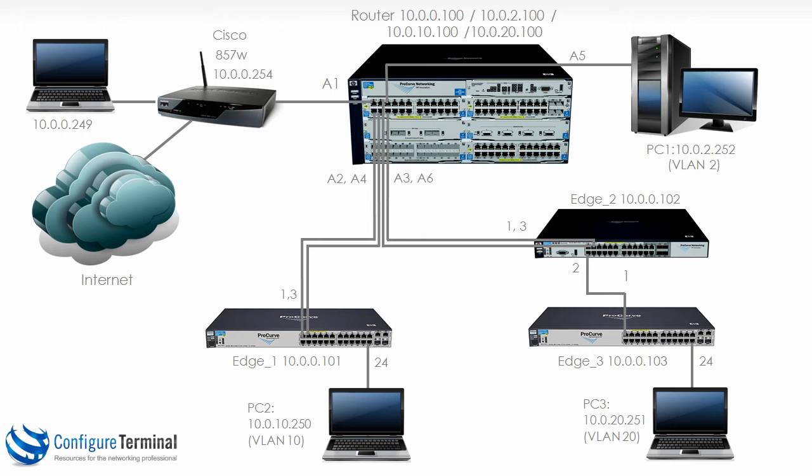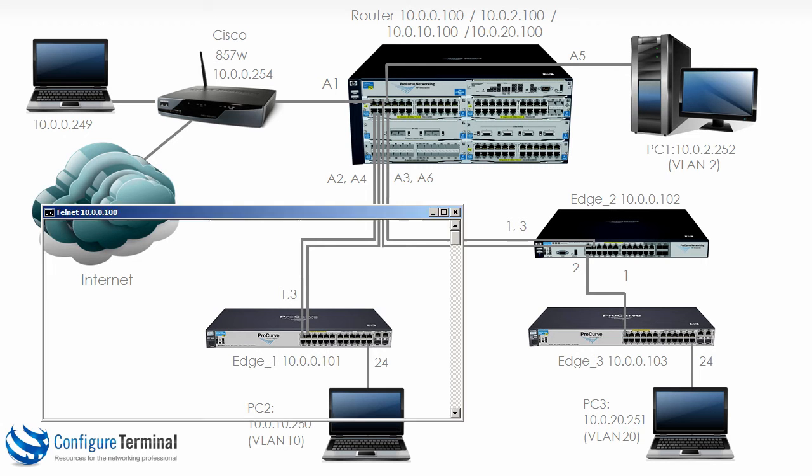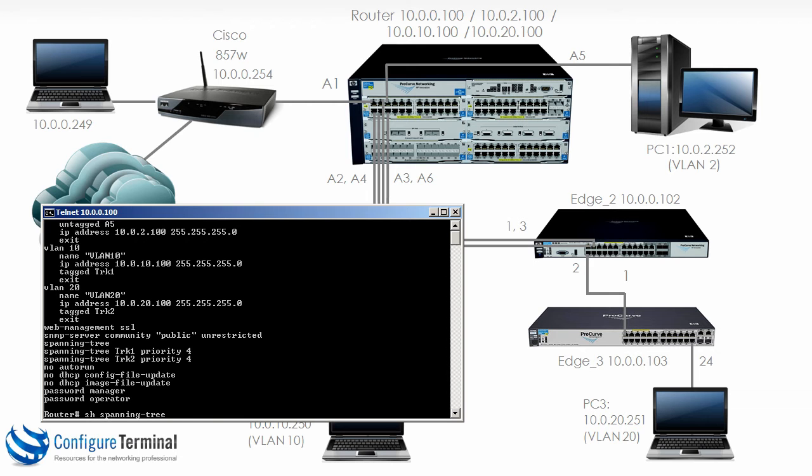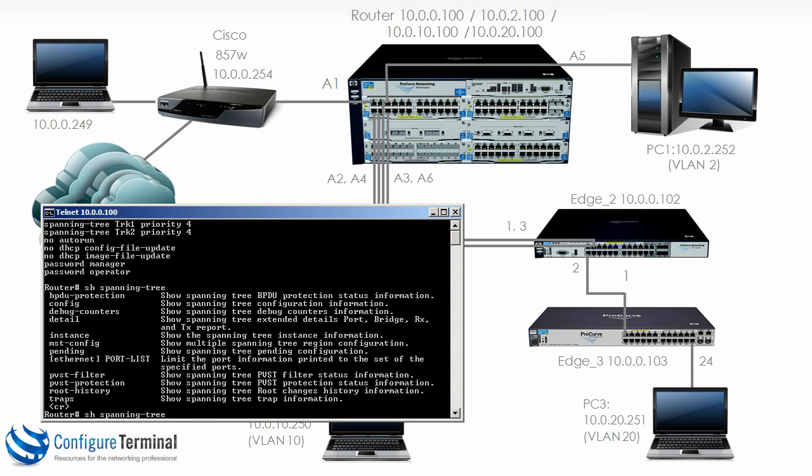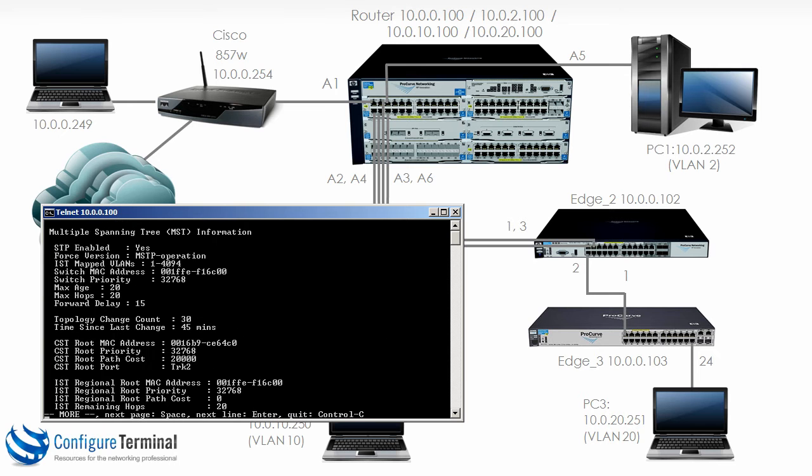So let's find out who's the root of this topology and which interfaces are forwarding and which interfaces are being blocked. So once again, on the 5406 acting as our router, show spanning tree allows me to see spanning tree information. So I'll just hit enter here. Spanning tree has been enabled on this switch. Now because we haven't specified options for multiple spanning tree, by default the switch is running multiple spanning tree but using a single instance. So in other words, it's acting as if it's a rapid spanning tree.